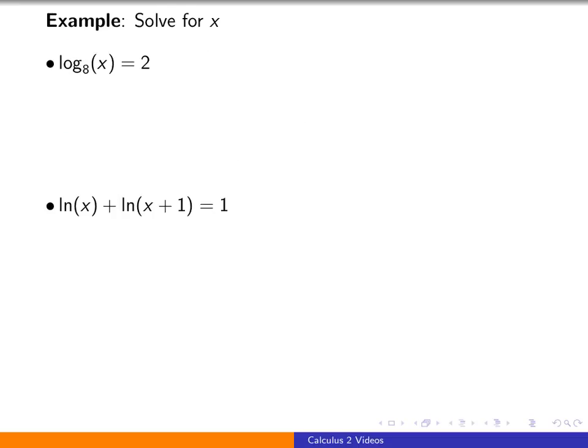So let's just look at a few basic examples. The first one, we're just going to solve for x. Restating this, we can say that log base 8 of x equals 2. So that 2 that we get out would be the exponent that we have to raise 8 to in order to get x. The equivalent statement here would be that 8 to the 2 is equal to x. So the value of x is 64.